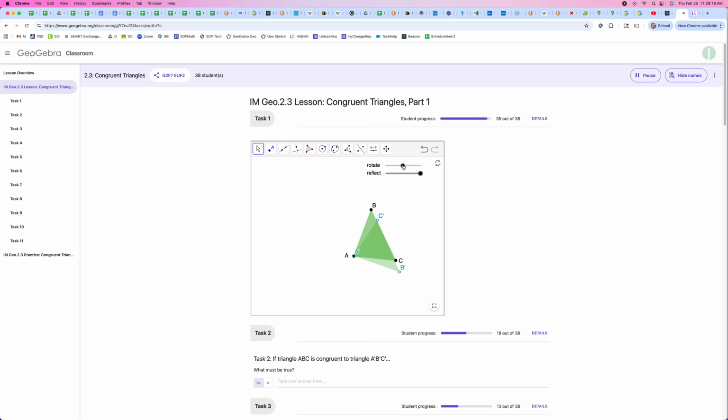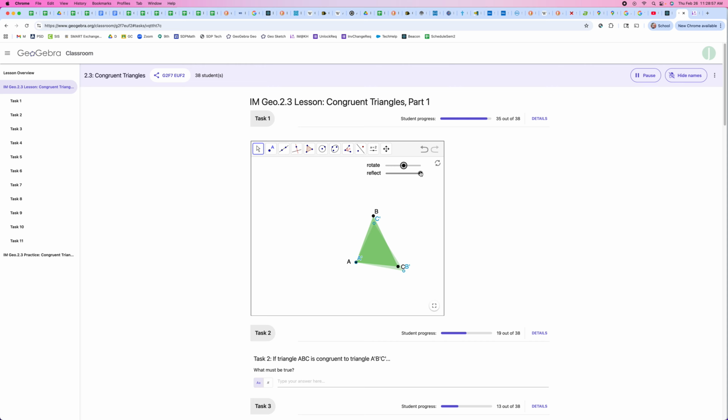Now if I start to rotate, maybe I can do this. Get A on A, it looks pretty close. But it's not going to fit. And if we look at it, we can tell why. Look, B and C prime. So A might be matching up with A prime, but B and C are not supposed to be connected. It's supposed to be B and B prime together and C and C prime together.